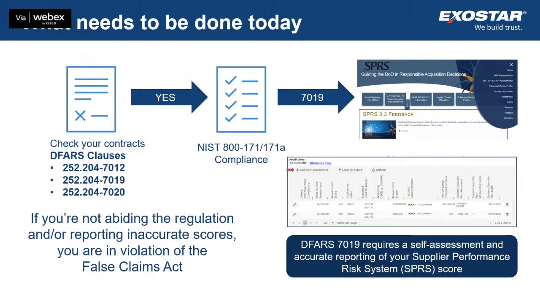If in your contracts you have clause 7012, that was what said, hey, if you have controlled unclassified information, it needs to be maintained in such a way that you're compliant with 800-171.